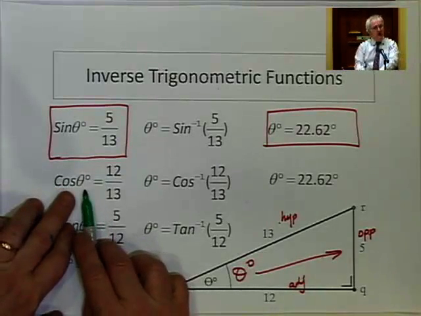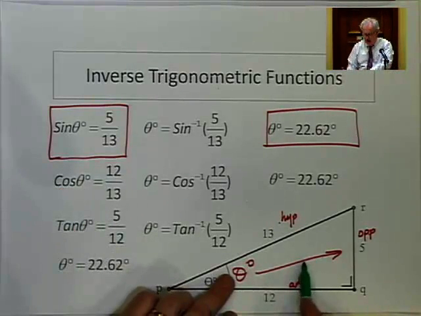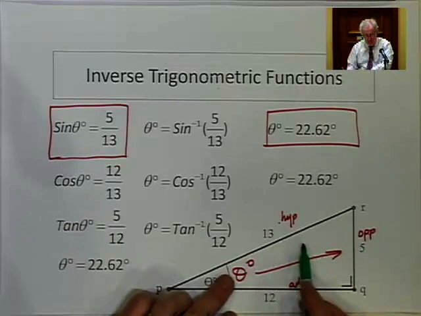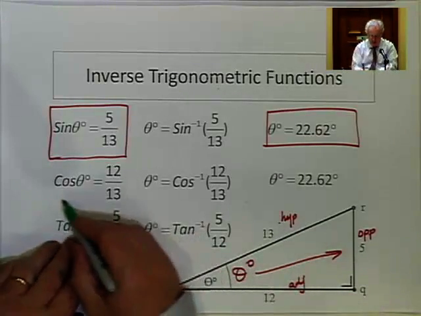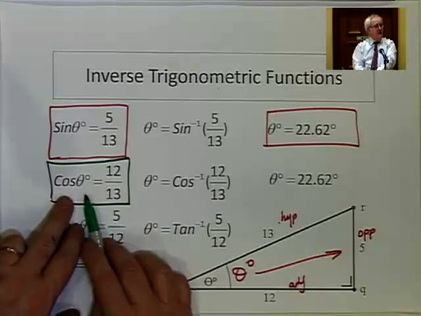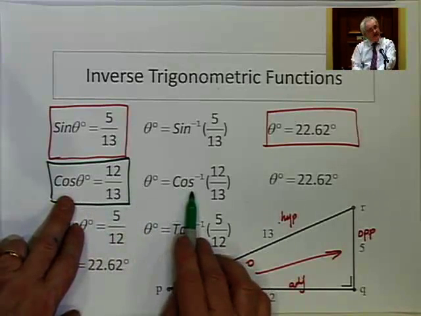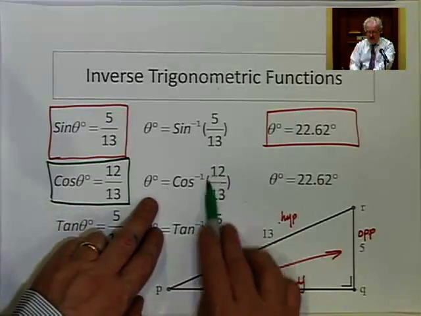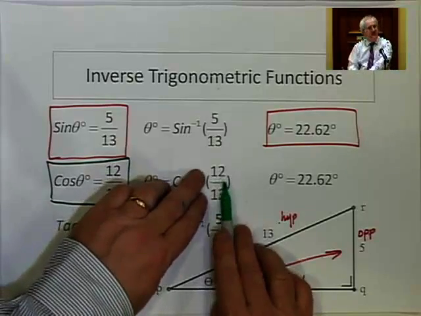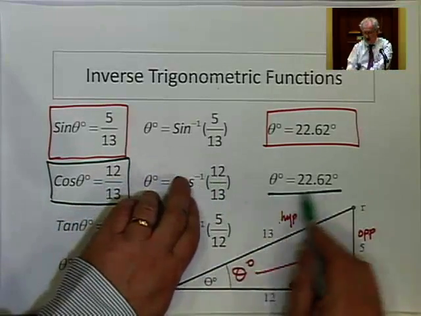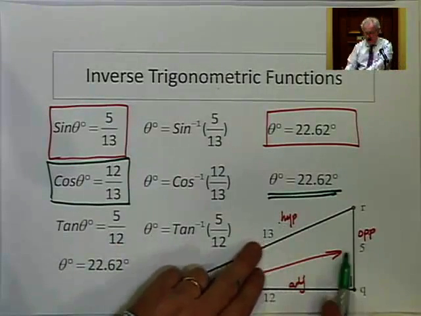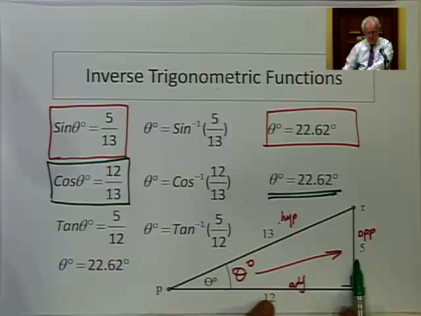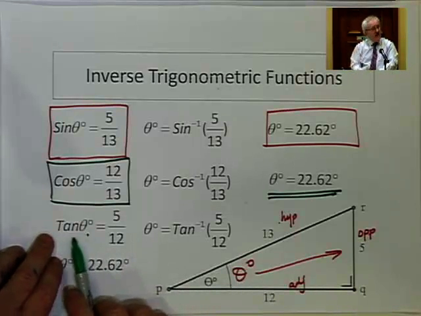Similarly, if I started with cosine of this, I would have gone for the opposite, adjacent, hypotenuse. I would have labelled it. And then I said, but cosine is adjacent over hypotenuse, so it's 12 over 13. How do I get rid of a cosine? Multiply by inverse cosine. Theta is the angle that is an inverse cosine of that. 12 over 13, inverse cosine, same angle. Tan, 5 over 12. Getting rid of a tan, inverse tan.